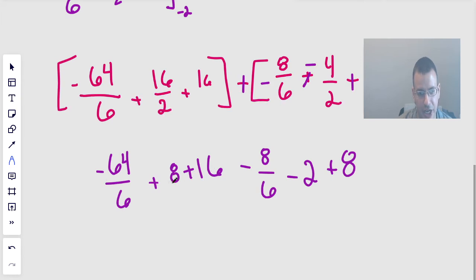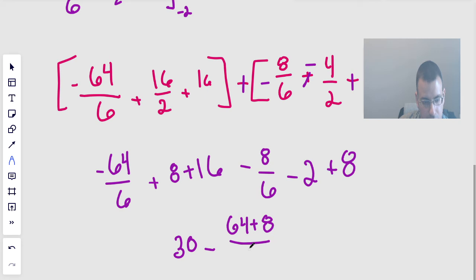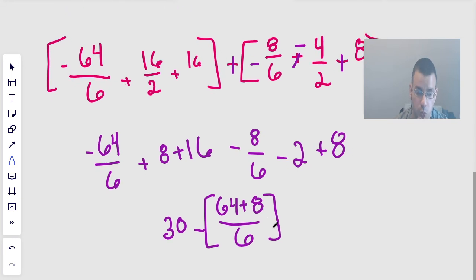All right, so now get all the pluses together. 8 plus 8 is 16. 16 plus 16 is 32. 32 minus 2 is going to be 30. So we got those. Minus 64 plus 8 over 6. 64 plus 8 is 72. 72 over 6 is 12.